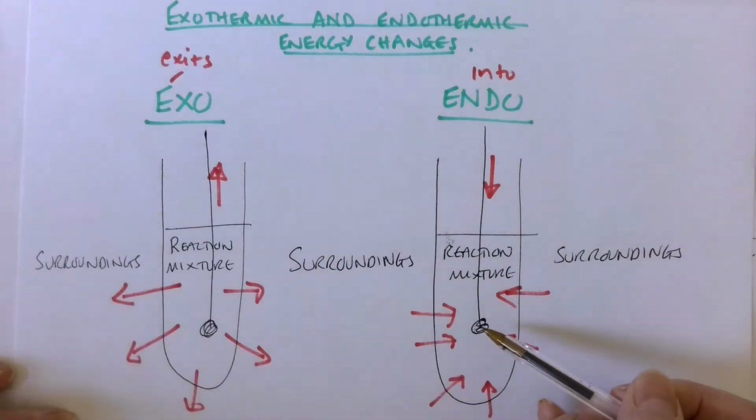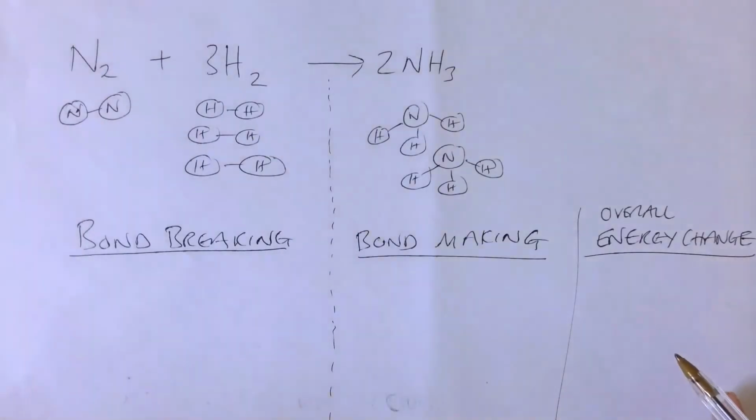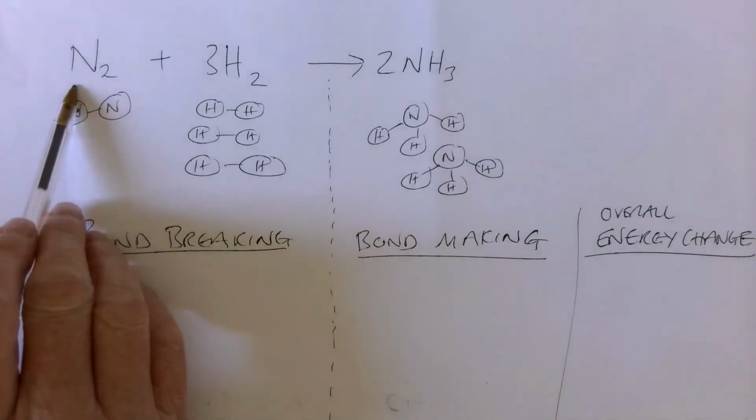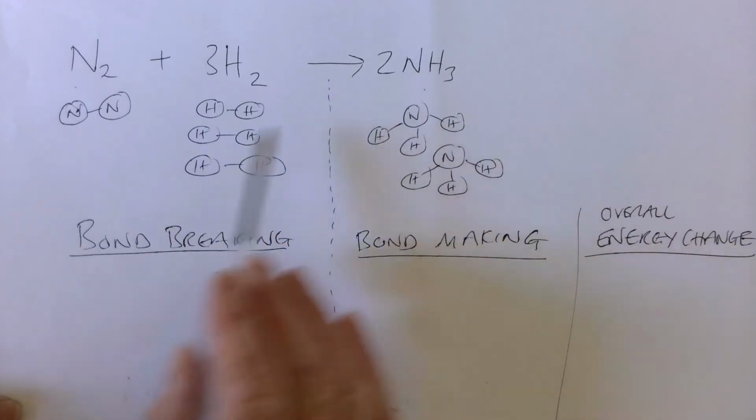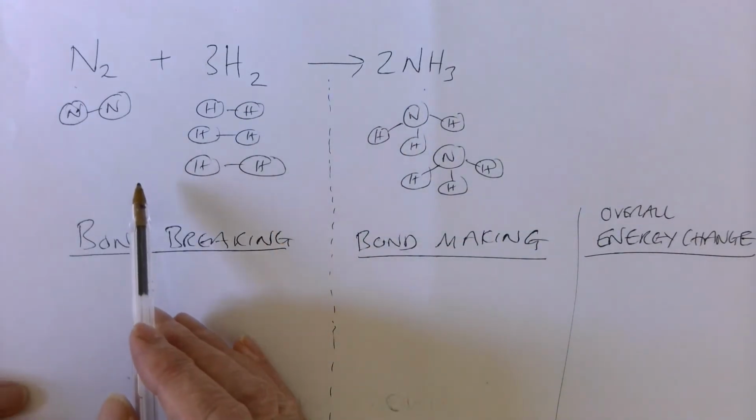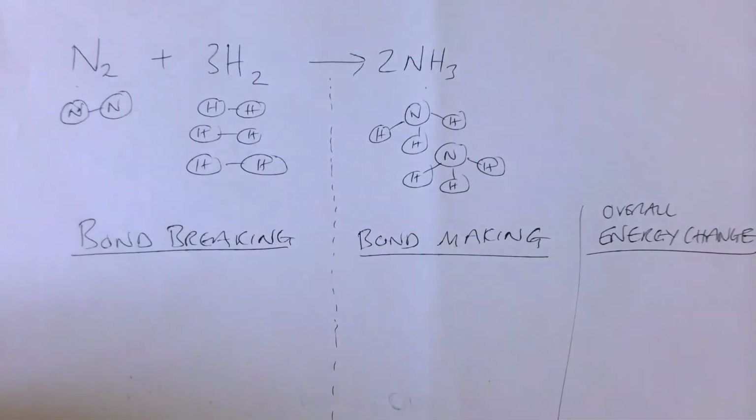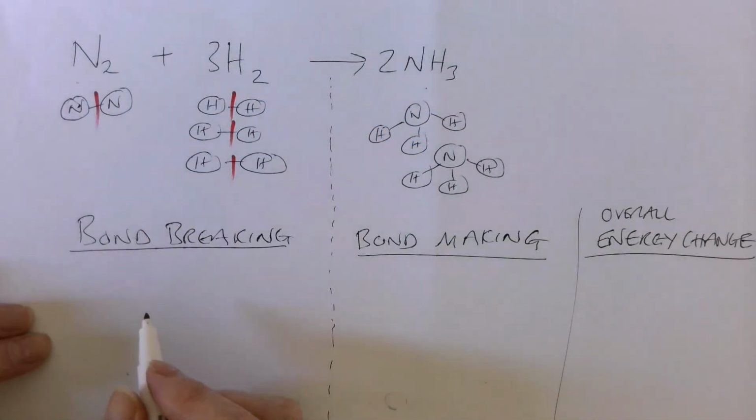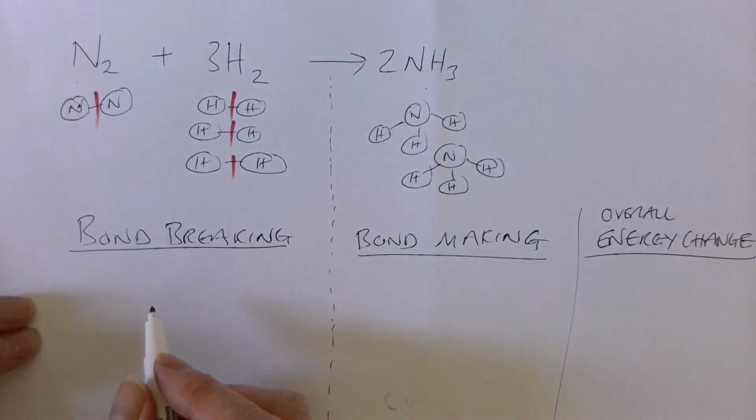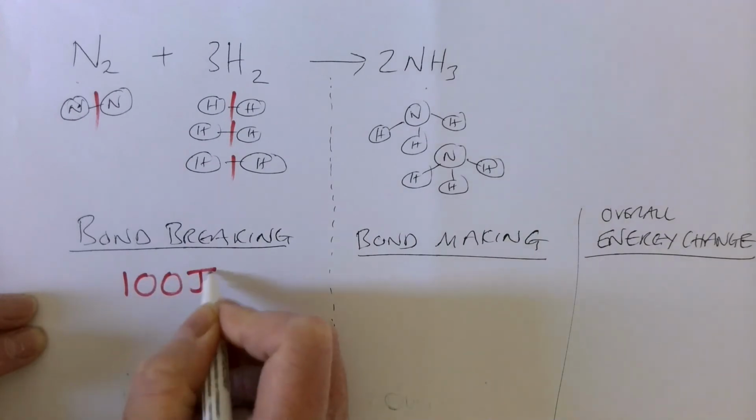Okay, so let's have a closer look at what's actually happening in terms of bonds breaking and bonds forming and the energy changes. So here we've got a reaction between nitrogen and hydrogen. They're both reacting together to make ammonia. Now, for that reaction to happen, all of the bonds in the reactants need to be broken. So this bond here, broken, broken, broken, broken. That takes energy. To break the bonds, you have to put energy in. So let's say for us to break all of those bonds, it takes 100 joules of energy.